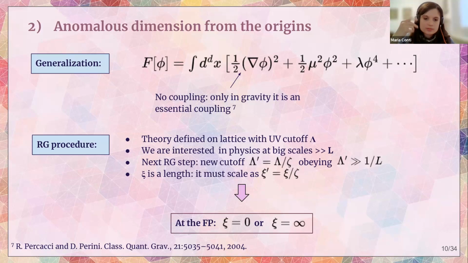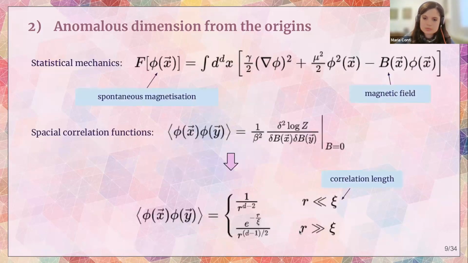But what is the point? Well, the point is that the correlation length is psi and is, of course, a length. So after an RG step, it must scale in a similar way. So psi prime must be the old psi over that number zeta. So what is the point? The point is that when you get to the fixed point, either it is 0 or it is infinite. And in our case, we care about the latter case because it is the non-trivial one. So let's go back to here. Psi is infinite. This must happen.